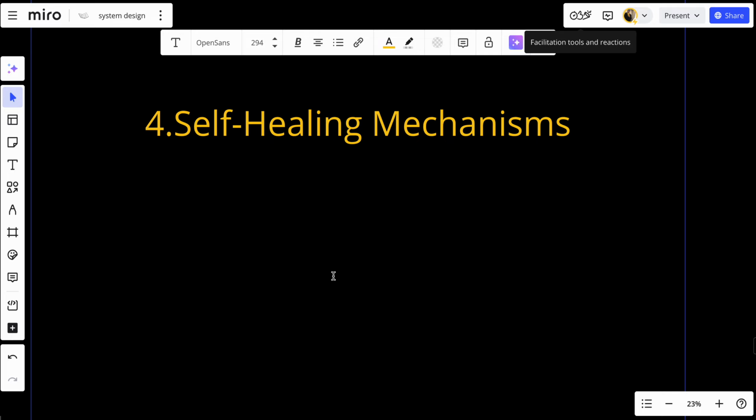Fault-tolerant systems often include self-healing mechanisms. These mechanisms detect failures and automatically attempt to fix them without human intervention. For example, a server might automatically restart or scale up resources if it detects a problem. In cloud platforms, auto-scaling is a common self-healing mechanism. When a server becomes overloaded, the platform can automatically spin up new instances to handle the increased load, maintaining system performance and availability.